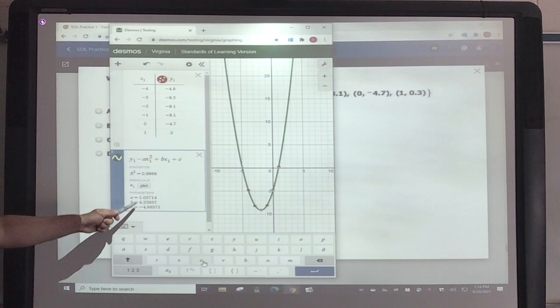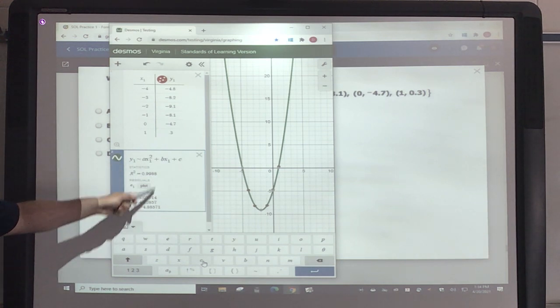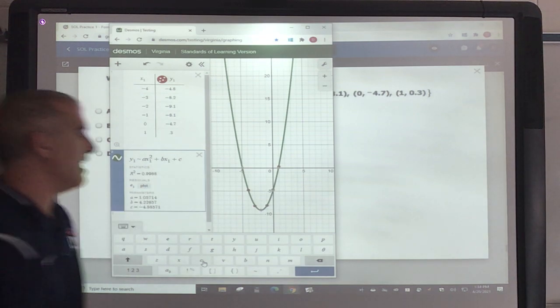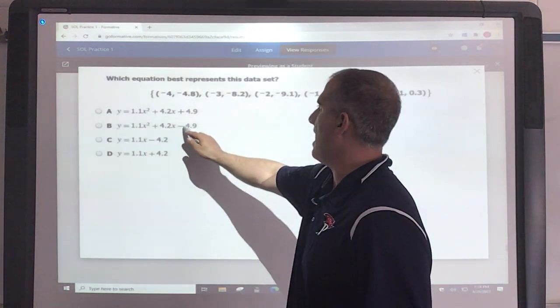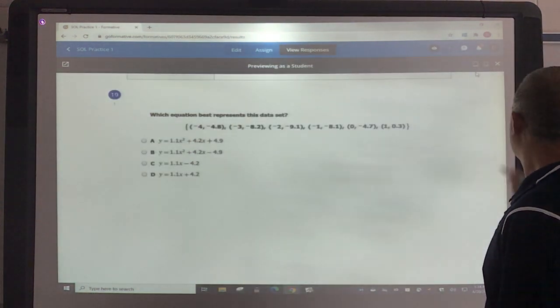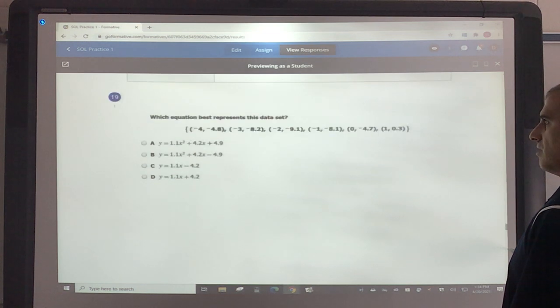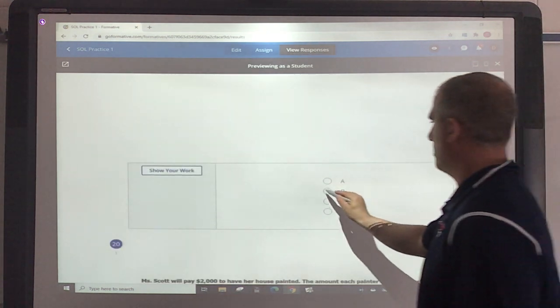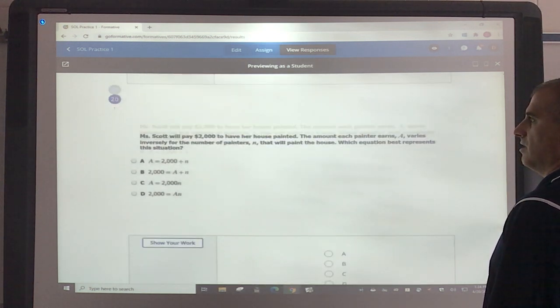Okay, and as you can see, I got 1.0 for this number, 4.2 for this number, -4.8 for that number. The closest one to that is letter B here. Okay? The closest thing to that is letter B. I think that was that one, yeah.